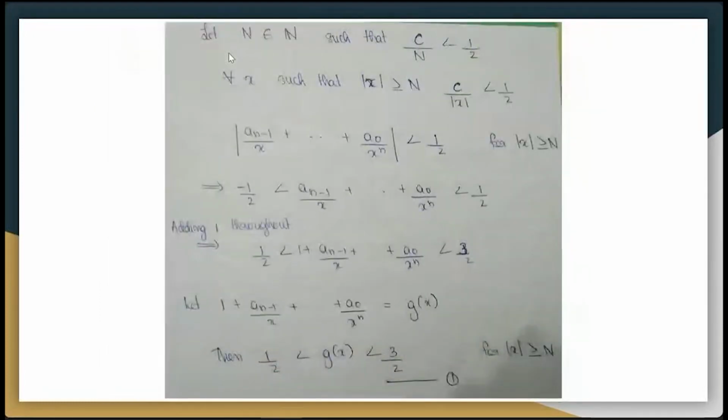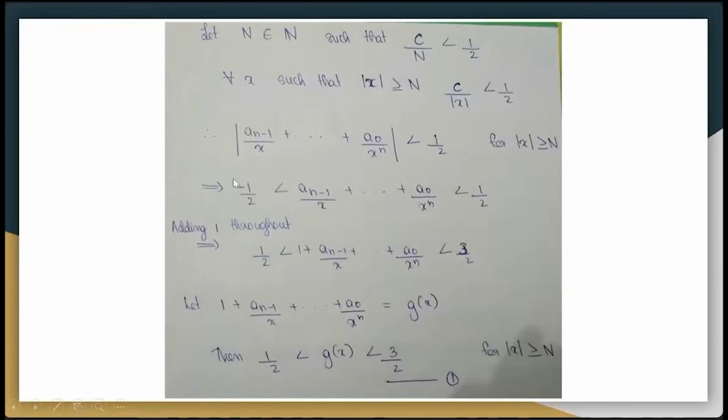Now, I am taking an n belongs to natural numbers such that c by n is less than 1 by 2 for all x such that mod x is greater than or equal to n. Why am I taking 1 by 2? Because if you look at this modulus, we can see that as the denominator tends, that means x tends to infinity, since there are only finite terms, the value of the function will be less than 1 by 2 after a point. So I am taking this number 1 by 2. So since my c by n is less than 1 by 2, my c by mod x will also be less than 1 by 2 for all mod x greater than n.